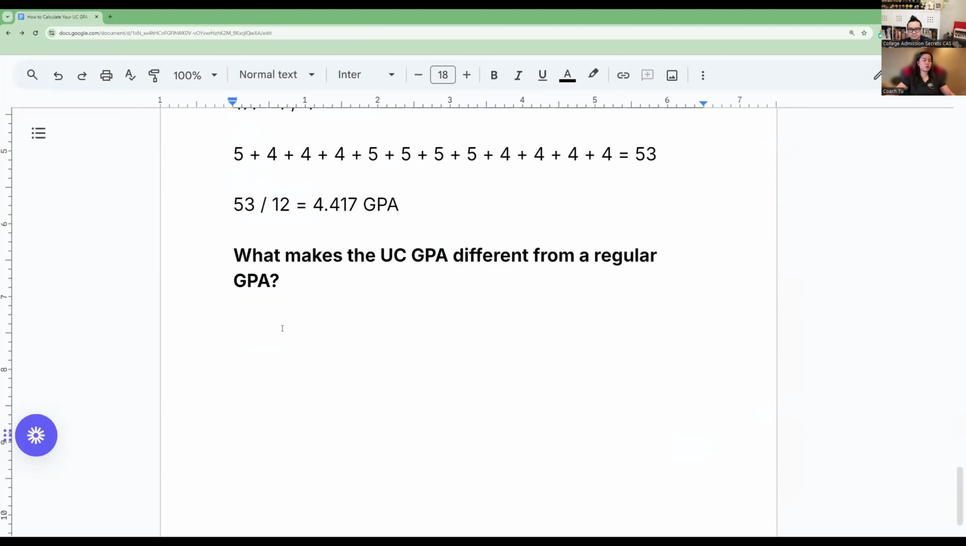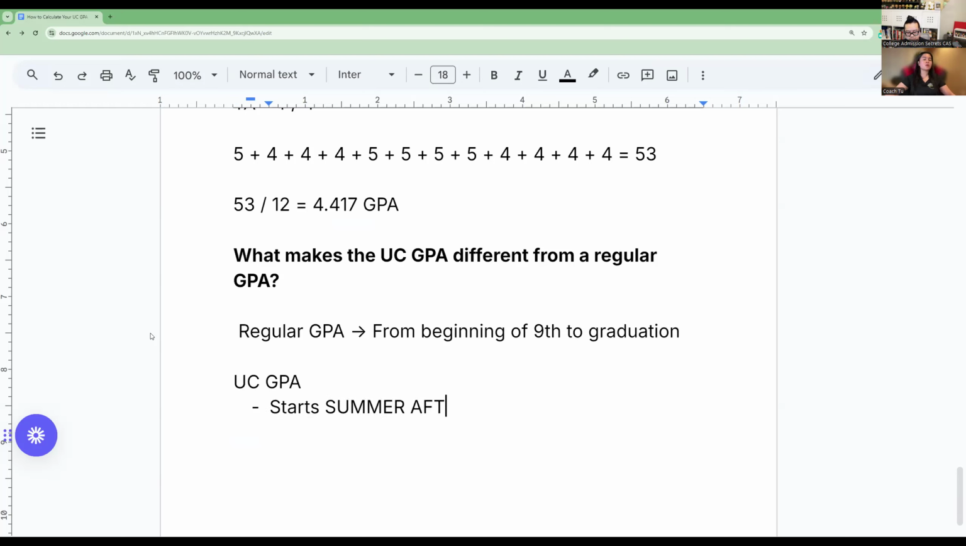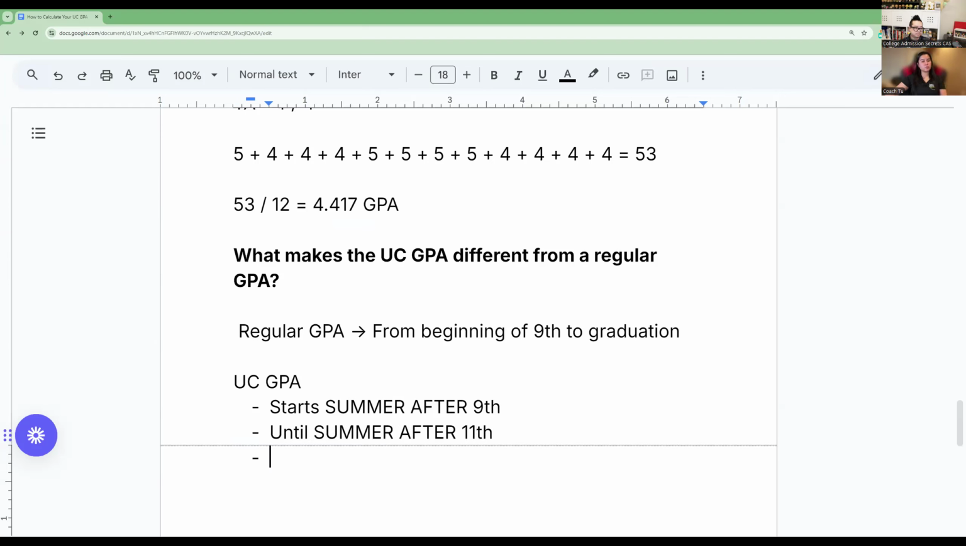unweighted, I would grade everything. So beginning of ninth grade all the way till the end of high school graduation. But for UC GPA, what counts starts the summer after ninth grade through the summer after 11th grade. As well, for the UC GPA, it is only the A through G requirement classes that count.